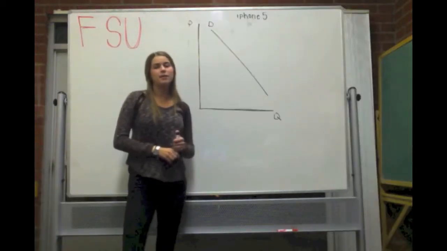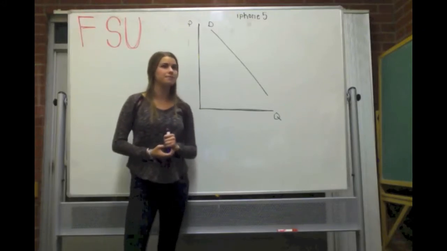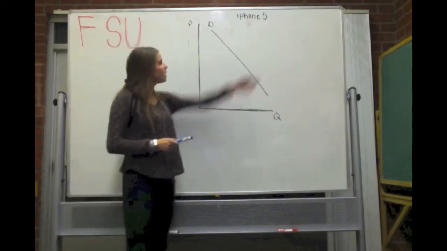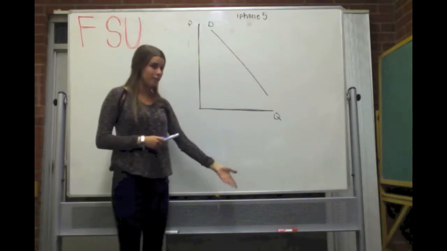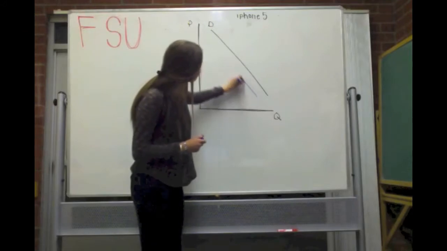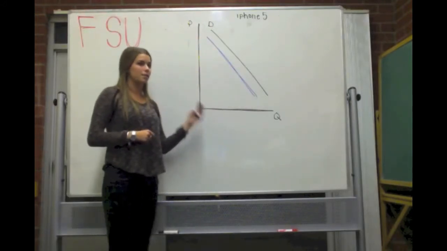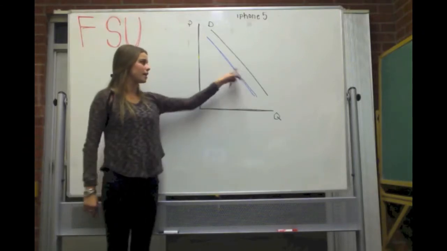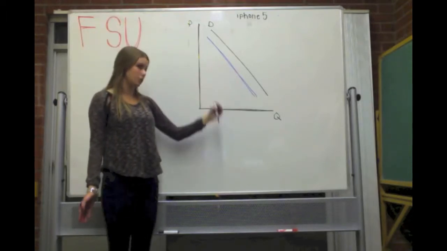Now, can anyone explain to me what happens to the demand curve when there are changes in buyer expectations? All right, cool. I'll explain it. So when you have the iPhone 5 and the iPhone 6 is coming out in a month, the demand curve will shift to the left for the iPhone 5 because people are expecting to buy the new iPhone 6 instead of buying the current iPhone 5. So demand curve decreases.